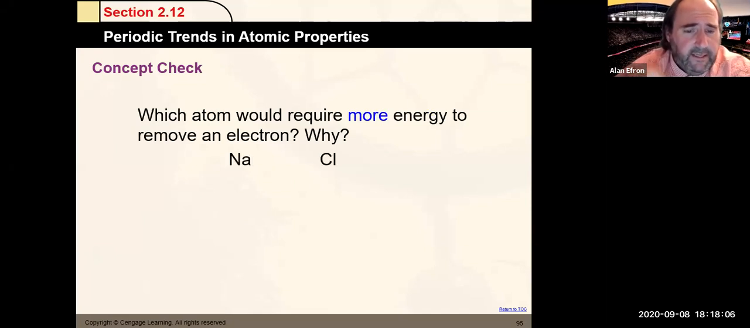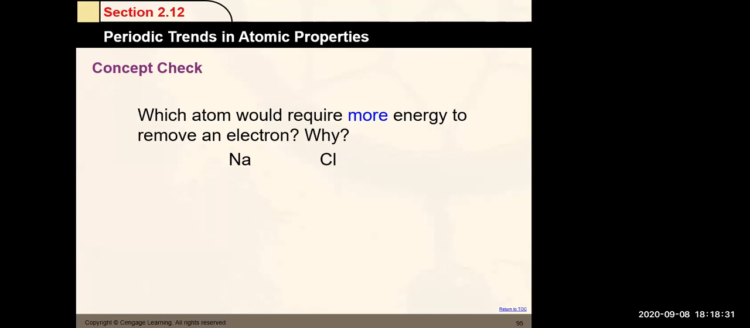So take a second here. Which one would require more energy to remove an electron and why? Sodium or chlorine? So I think it would have to be chlorine. Yeah, it would be chlorine.